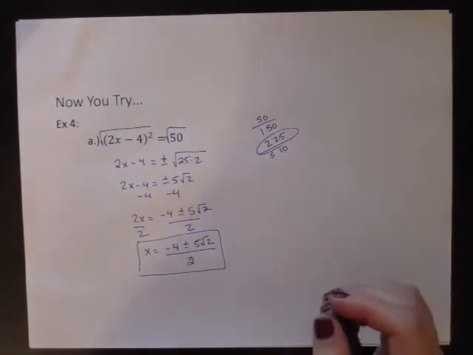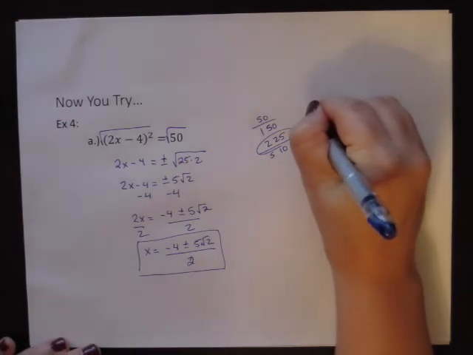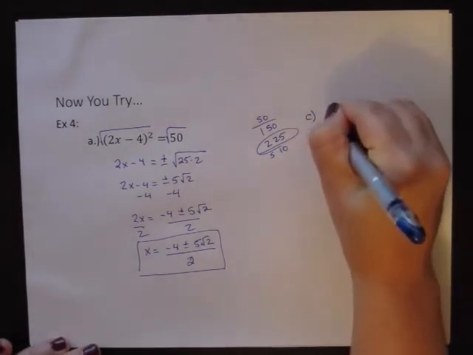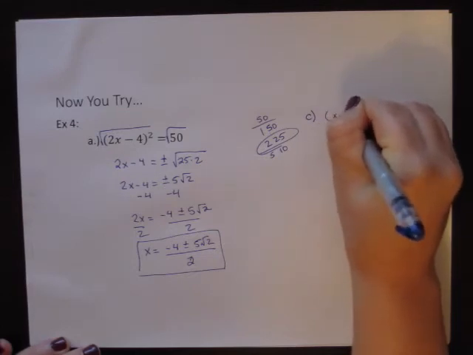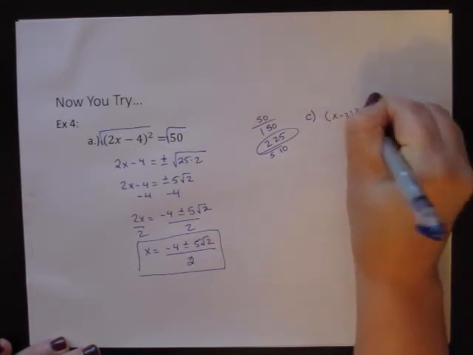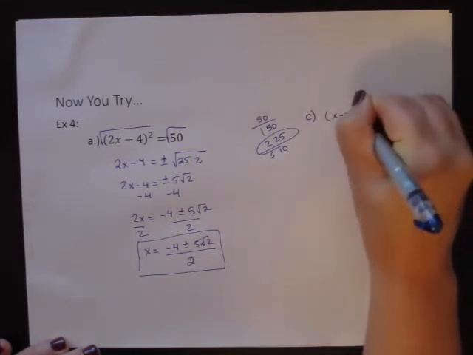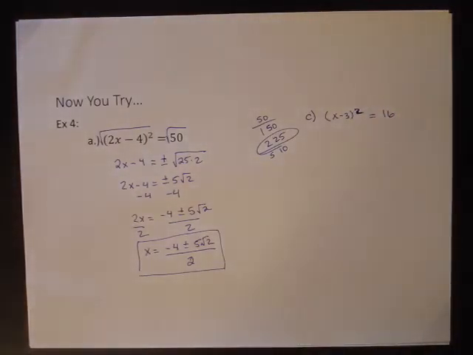I want you to try another one for me. We'll call it C. So for this one, it's going to be (x - 3)² = 16. So pause it for a second and solve this one for me.